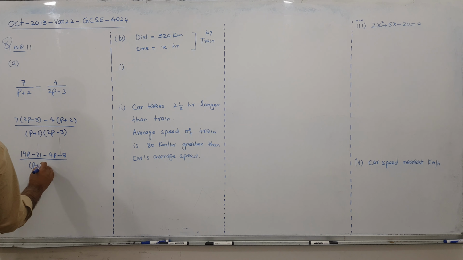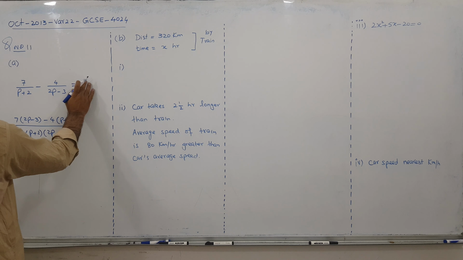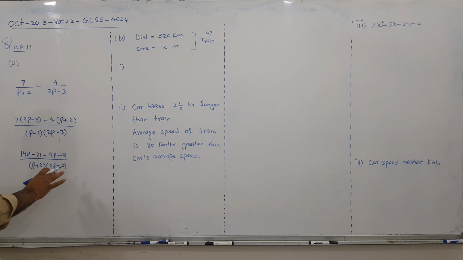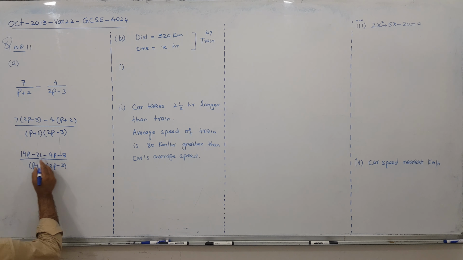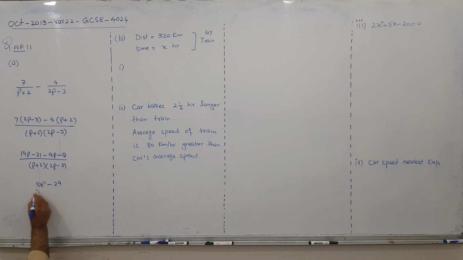Some students asked me in these kinds of questions, when to multiply the denominator? If I have, let's say, any number 1 or 2, whatever, then we have to multiply the denominators. You will see in this part. But if we have nothing here, then don't multiply. This 14 minus 4, you get 10p, and 21, we get 29. And that's it, we got the answer.